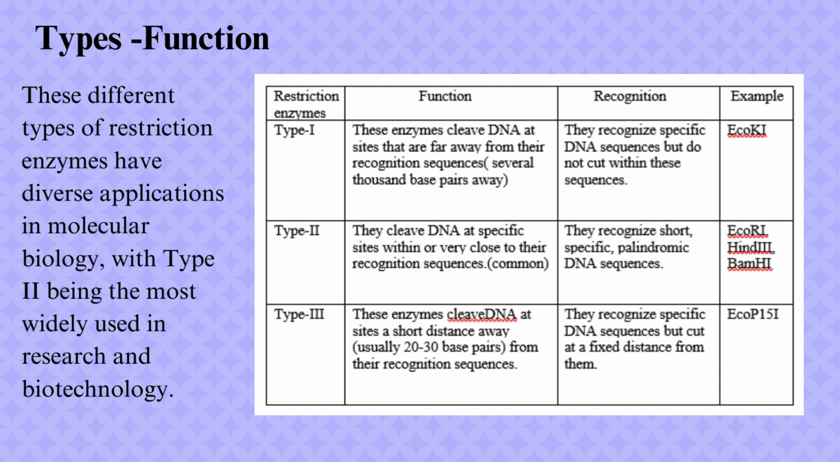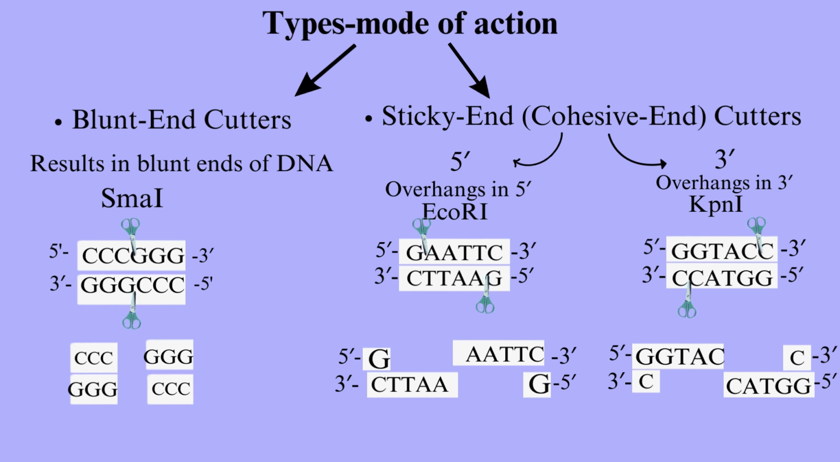Then moving on to type 2. Type 2 restriction enzymes are those that cleave exactly at their restriction site and hold a number of biotechnological applications. EcoR1, HindIII, BamHI are some of the examples of type 2 restriction enzymes. Based on mode of action, that is the cutting fashion of restriction enzymes, they are classified into 2: blunt end cutters and cohesive end cutters.